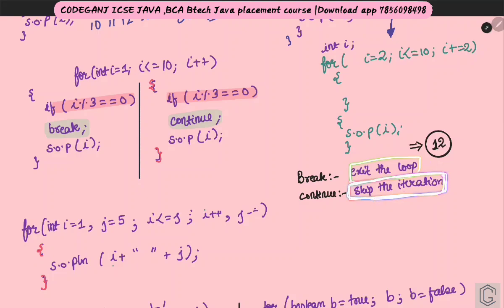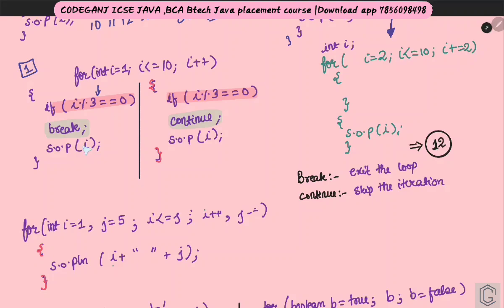Suppose I have this as a question here. I have the initial value of I as 1. Then I am checking the condition. The condition is true, so it will come inside. As soon as it goes inside, it finds one more condition: if I is divisible by 3. It is not divisible by 3, so it will not go to this break. It will go to system.out.println.